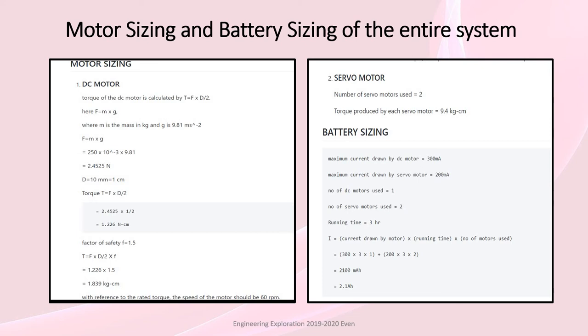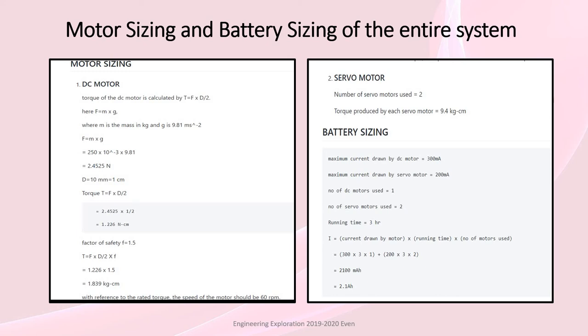So substituting this value in the torque equation, we get the value of torque as 1.226 Newton centimeter. Given the factor of safety as F is equal to 1.5, we have the equation of torque as T is equal to F into D by 2 into the factor of safety. So substituting all the values, we get the final answer of the torque as 1.839 kg centimeter. With reference to the rated torque, the speed of the motor should be 60 rpm.